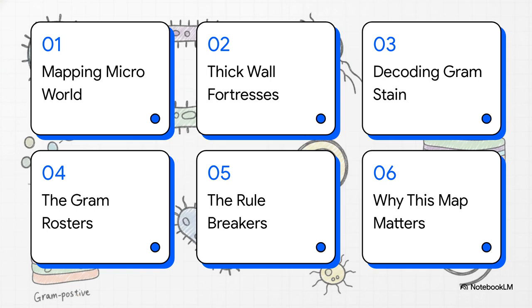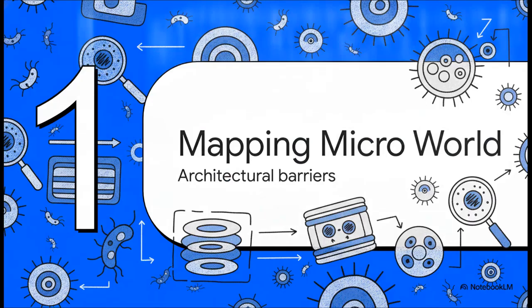Here's our quick roadmap for today. We're going to map the microscopic world, check out the thick-walled fortresses, decode the gram stain, dive into the gram rosters, pivot over to the rule breakers, and wrap up with exactly why this forensic map matters so much in science and medicine. All right, part 1, mapping the microscopic world.